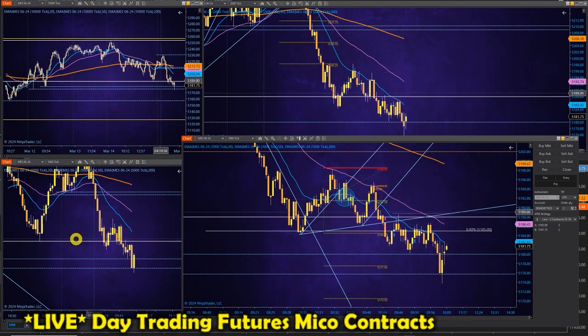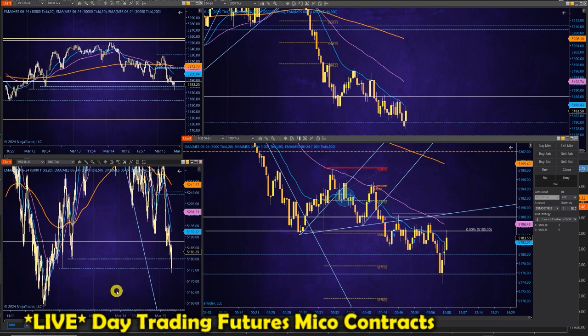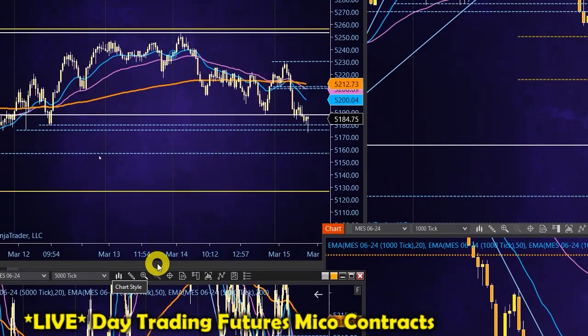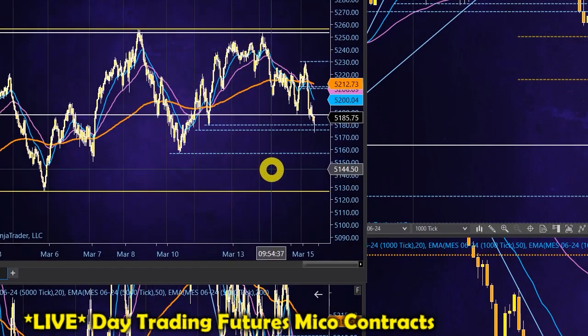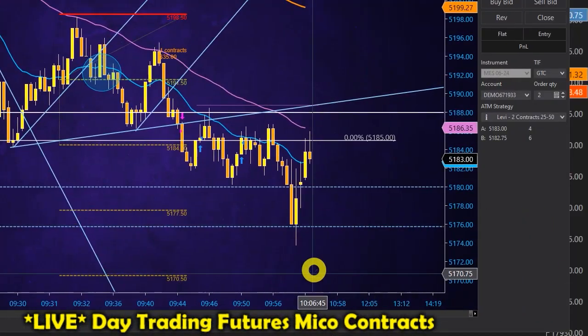Okay, we can see that it did sweep liquidity. It did sweep both of those levels right here. And we can see right here on the 5,000 tick chart, we have the liquidity sweep. Does it want to keep going down low? I don't know. It's popping up pretty wildly here.